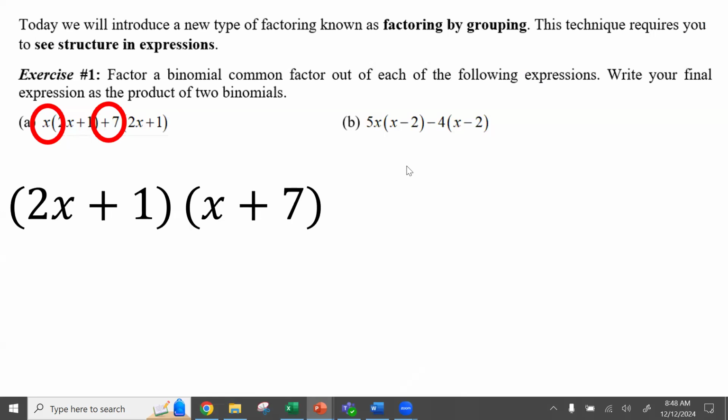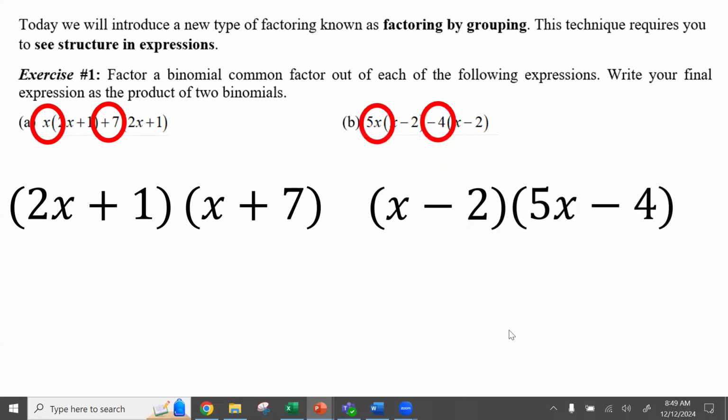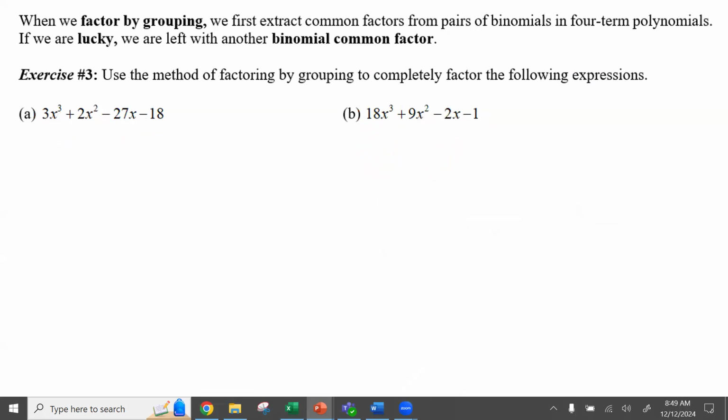B, same situation. I have x minus 2 and x minus 2, so those are the same terms. So we're going to take those out of there because it's like a GCF, and then we are left with 5x minus 4. Again, pause the video if you need to write any of this down. That's done. It's factored. Okay, so now let's take it up a notch.